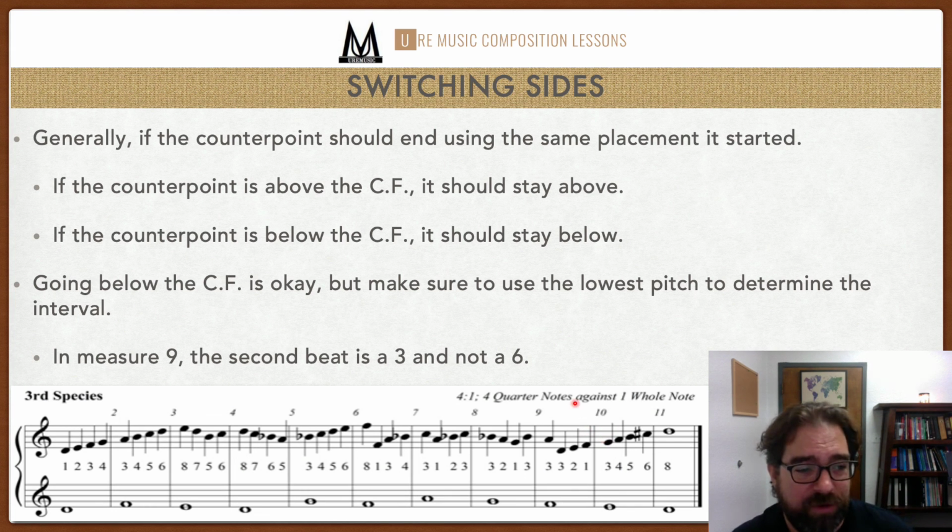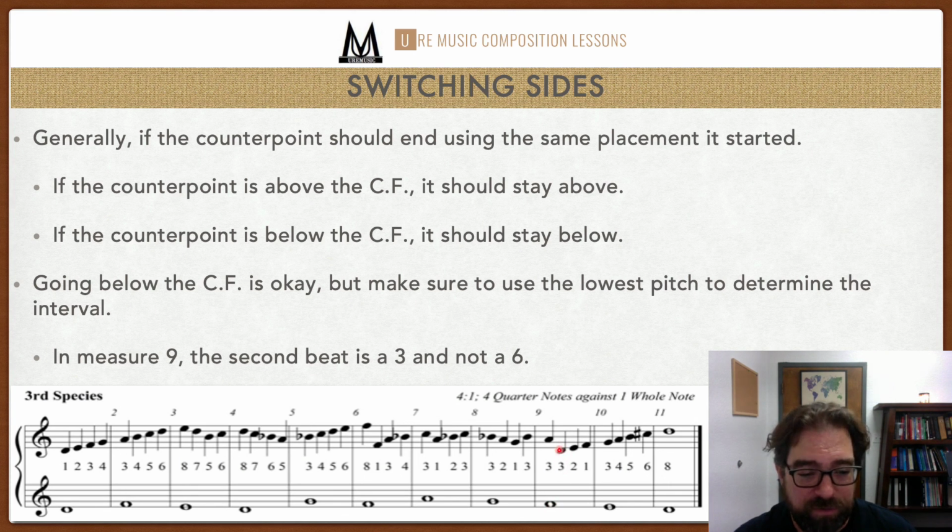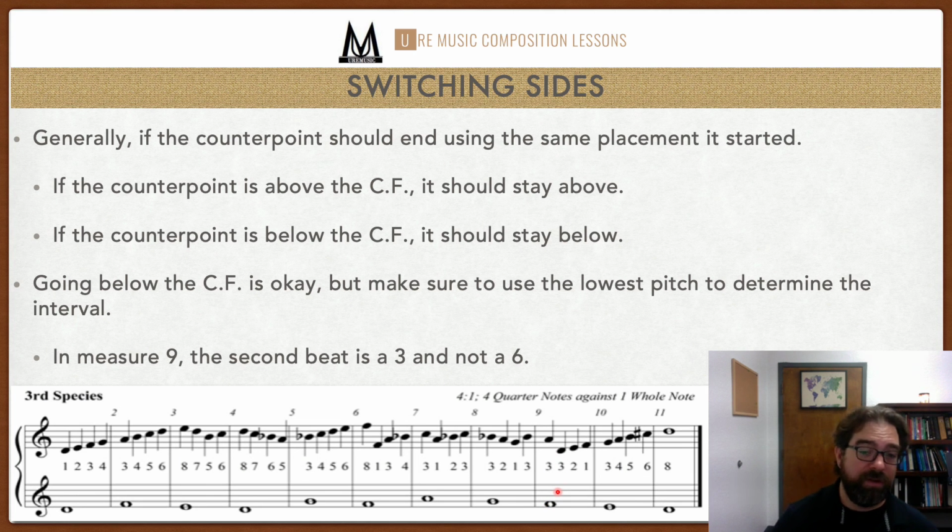The important thing to remember is that if you go below, you have to use the lowest note to figure out the interval. This is a mistake students make all the time. So we have a D and an F. We want to use that D to figure out the intervals. So D to F is actually a third. This would not be a 6.